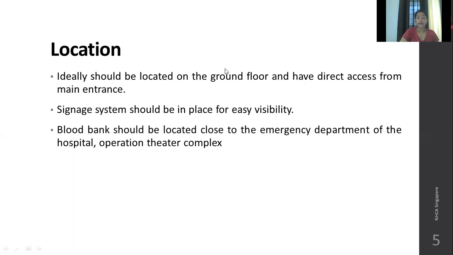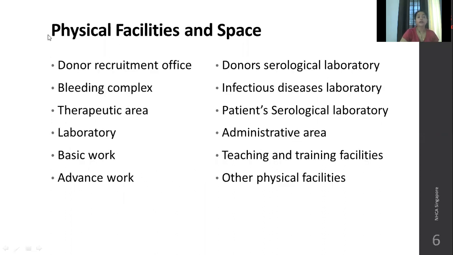Location: ideally the blood bank should be located on the ground floor and must have direct access from the main entrance. There should be a signage system in place for easy visibility for visitors. Then the blood bank should be located close to the emergency department of the hospital and near the operation theater, between the emergency department and the operation theater.